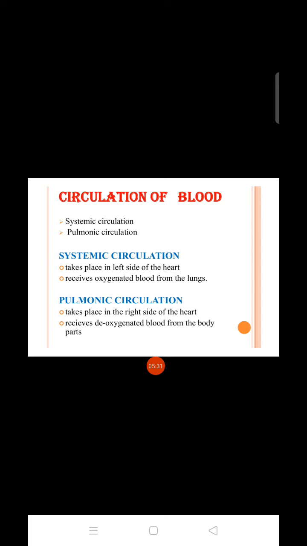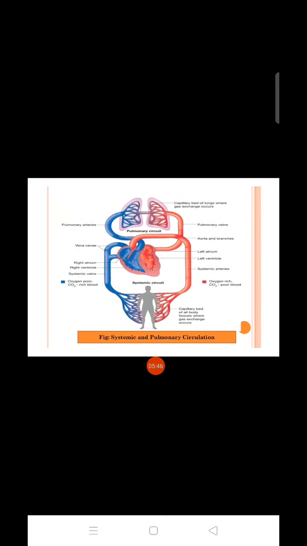Next one is pulmonic circulation. It takes place in the right side of the heart, and it receives deoxygenated blood from the body parts. That is pulmonic circulation. Here you can see systemic and pulmonary circulation, how the heart carries deoxygenated and oxygenated blood.